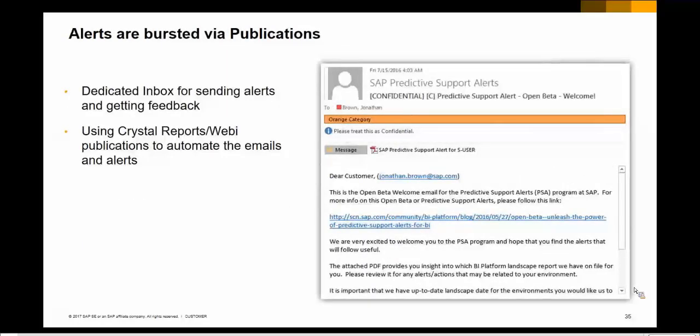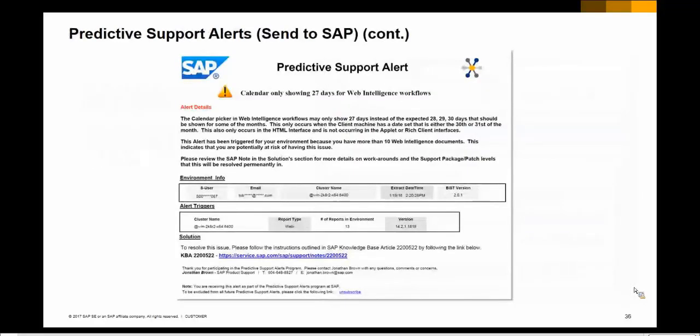And then if you do get an alert, it'll look like this. You'll get an email with a PDF attached. We're actually using Webi and Crystal Reports publications to generate the alerts. And then in the PDF will be the information about the alert. It'll have information like what was the formula we used to determine that this was applicable, and then what is the issue and the solution.